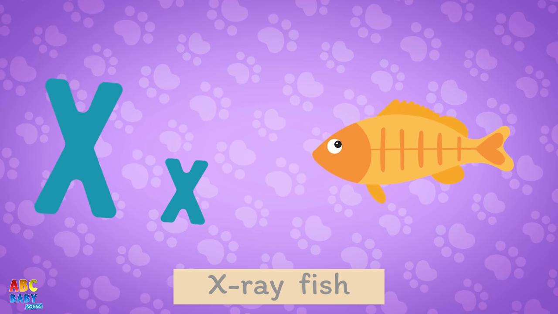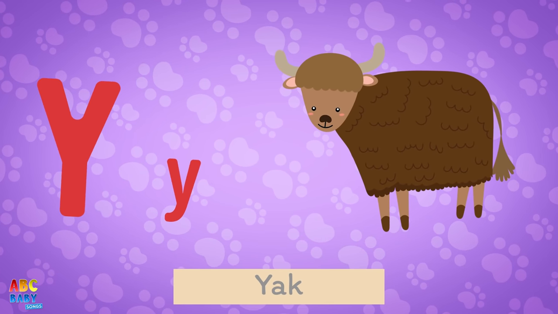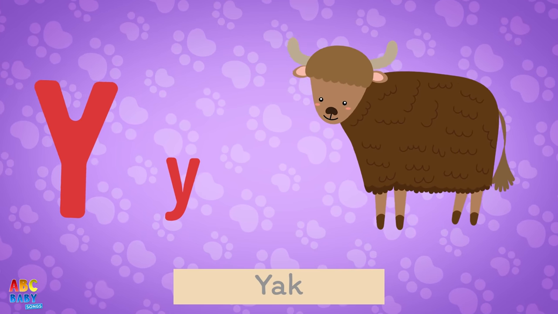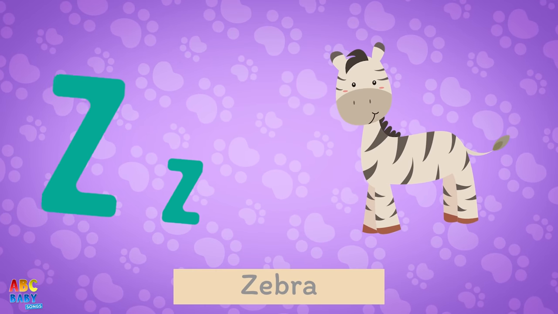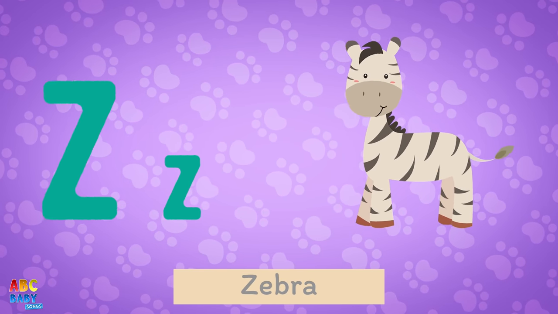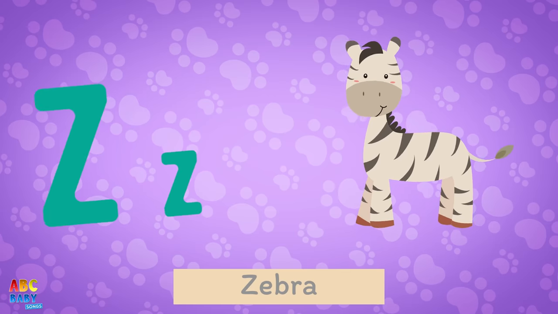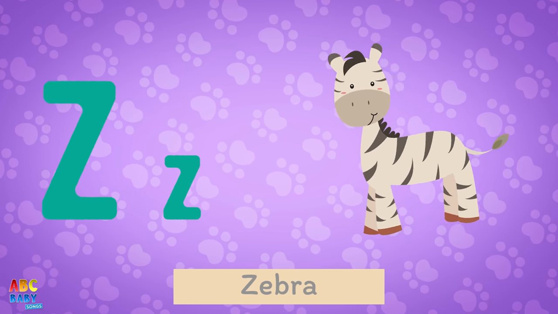Y is for yak. Y, y, yak. Z is for zebra. Z, z, zebra.